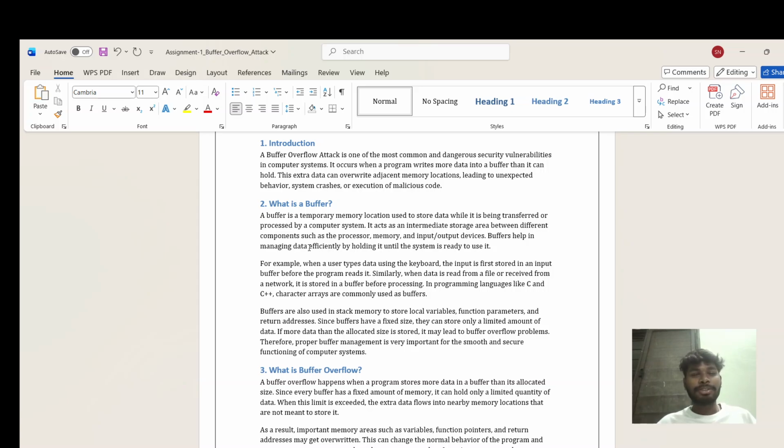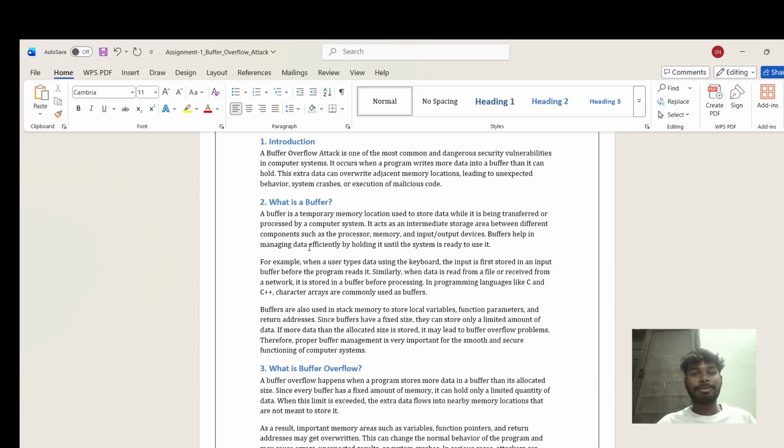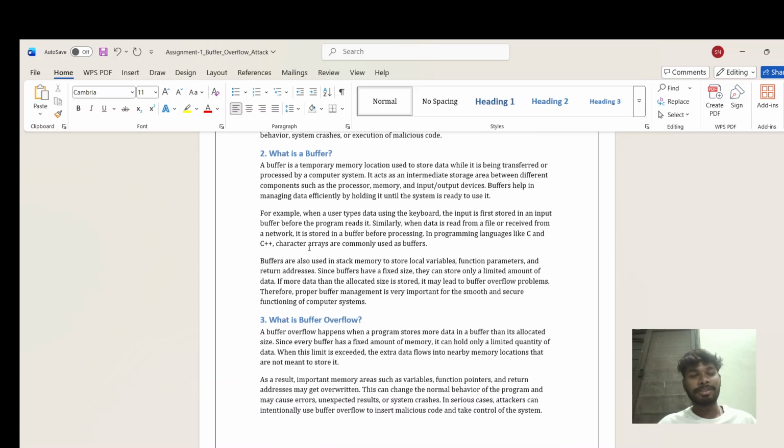For example, when a user types data using the keyboard, the input is first stored in the buffer before the program reads it. Similarly, when data is read from a file or received from a network, it is stored in a buffer before processing. In programming languages like C and C++, character arrays are commonly used as buffers.